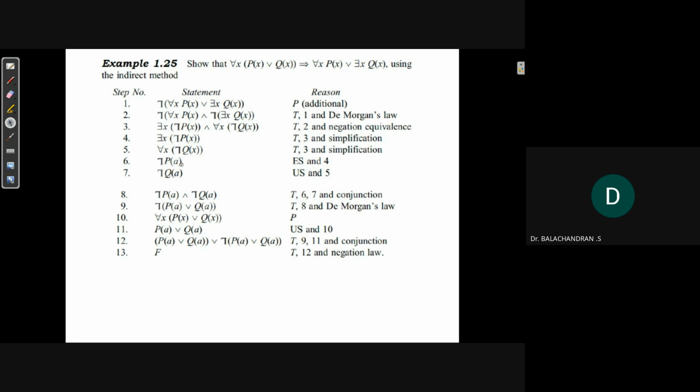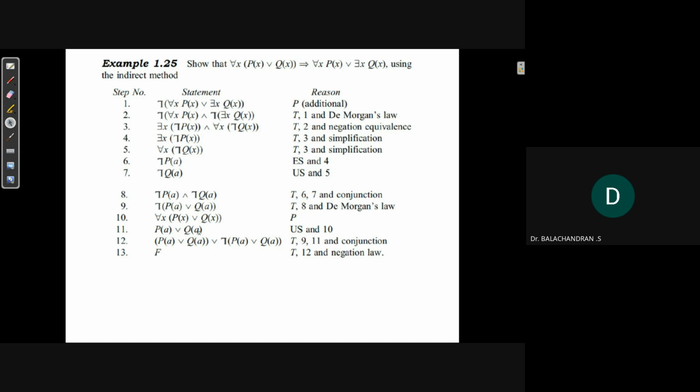Now totally this is P, this is Q. P comma Q implies what? P and Q. So again, using De Morgan's law, I'll take the negation common. So negation of P of A or Q of A. So now use the given premises. For every x, P of x or Q of x. And then from here to here, rule US, that is P of A or Q of A.